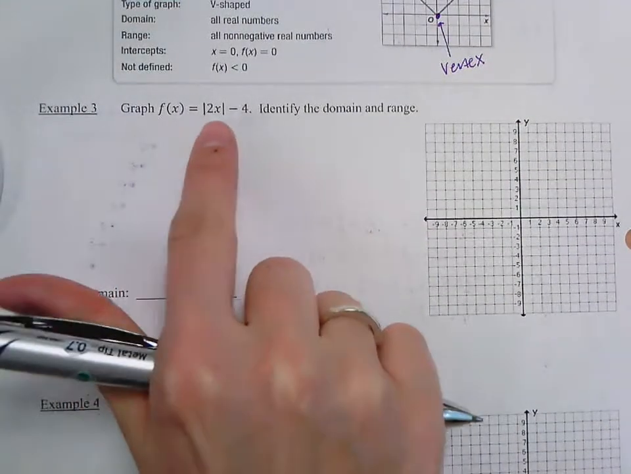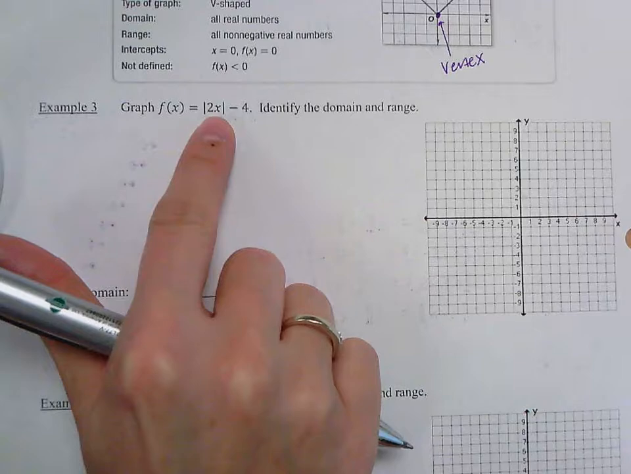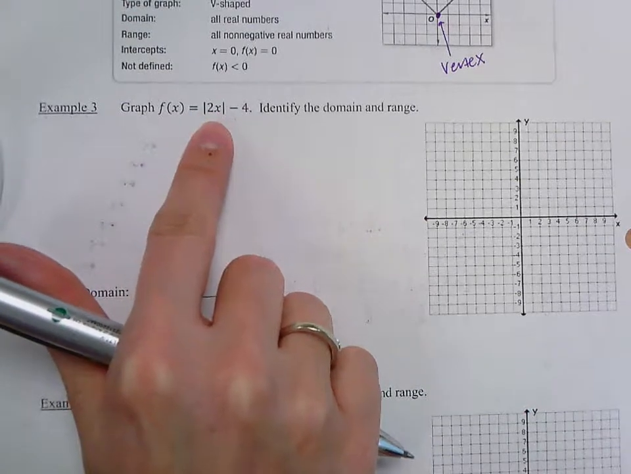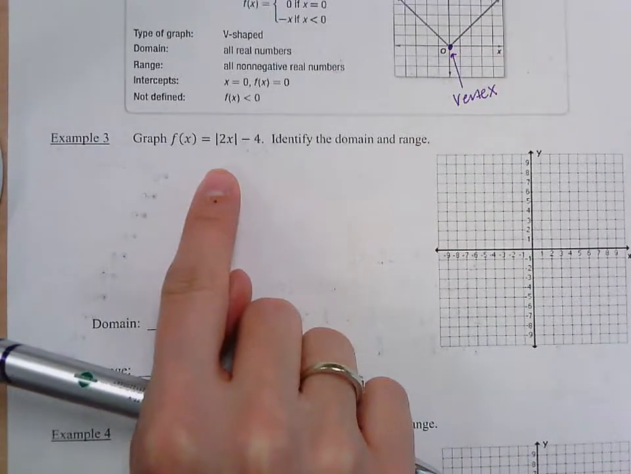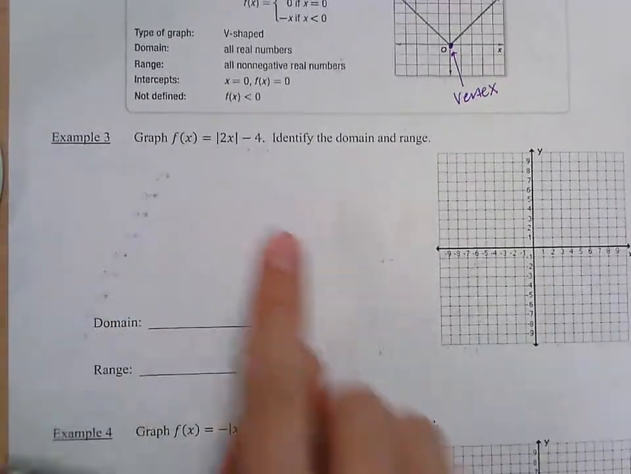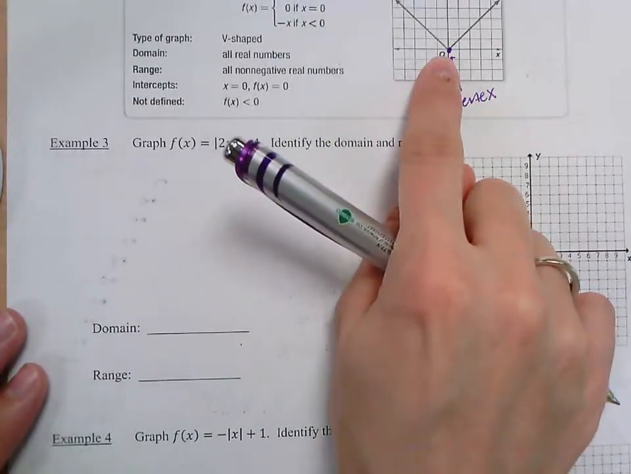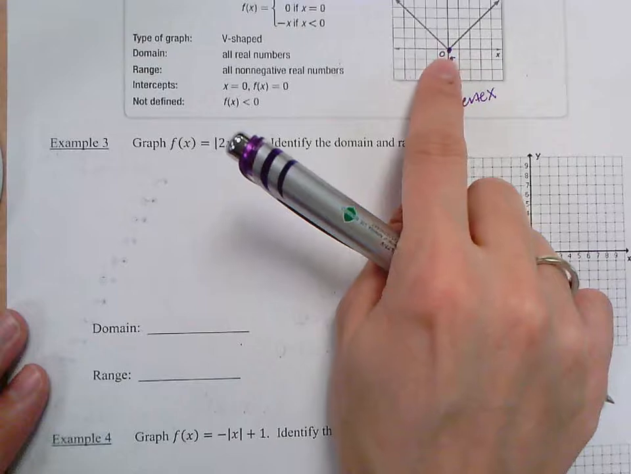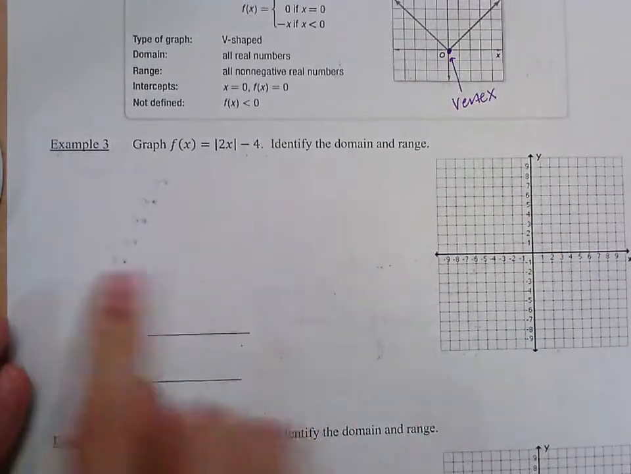So it says graph f of x equals the absolute value of 2x minus 4. Identify domain and range. So when I see, again, I have absolute value bars, I know my graph is going to be a V. It could be a V that does open downward as well. What I typically do, I still make a table to graph these, but the first thing I find is where that vertex is going to be, the x value where the vertex will occur, so that I know what values to plug into my table.